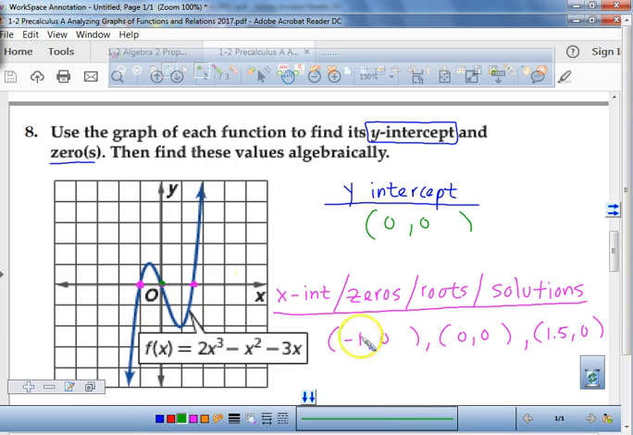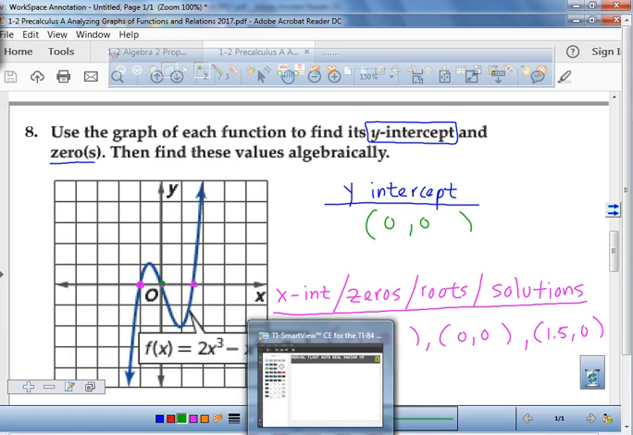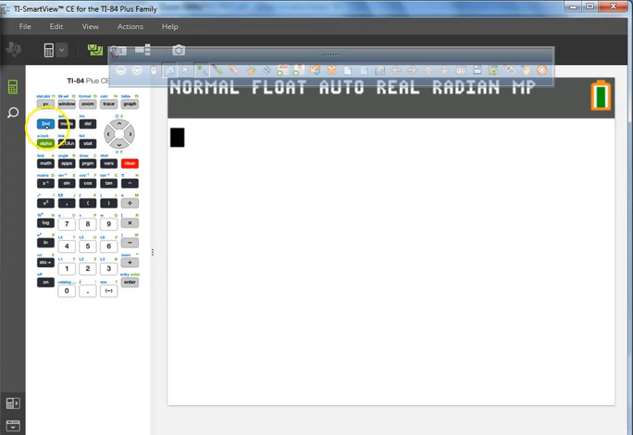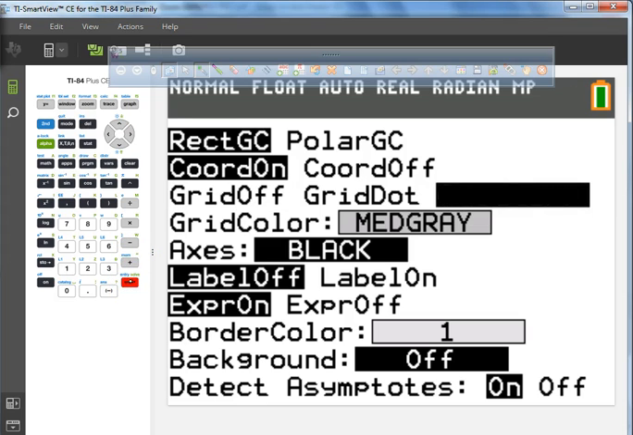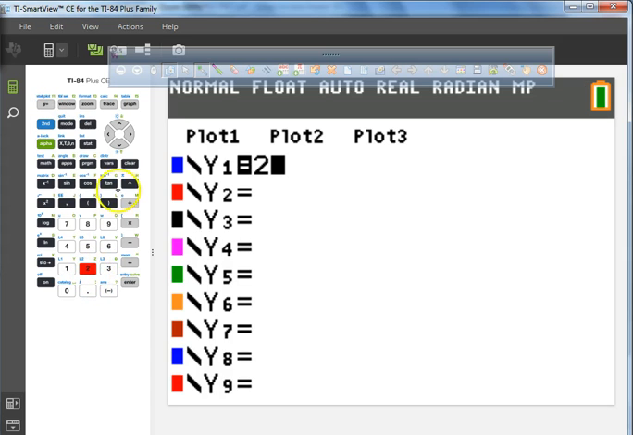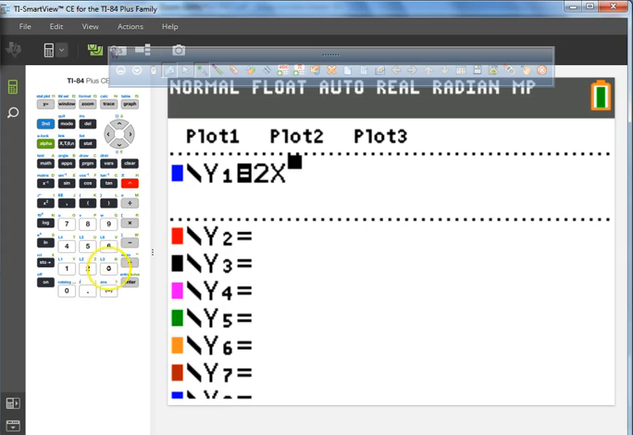Now let's use our graphing calculator. Take your graphing calculator, turn it on, go to second zoom, and turn your grid line on, please. Okay, and we're going to hit y equals 2x to the third power. Emily, what's after that? Minus x squared. And then minus 3x.